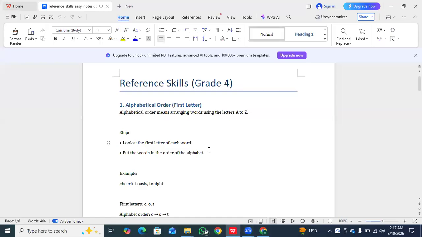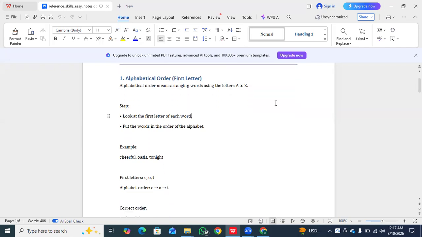Hey students, today we are going to discuss reference skills. The first topic we will discuss is alphabetic order, that is first letter.